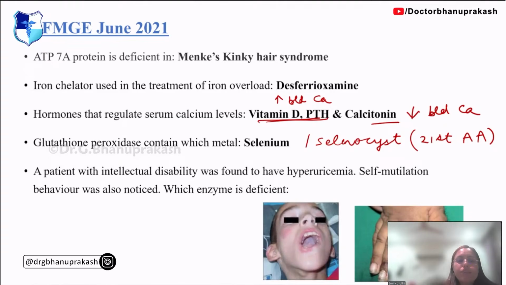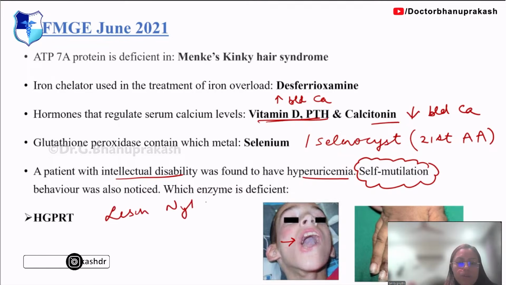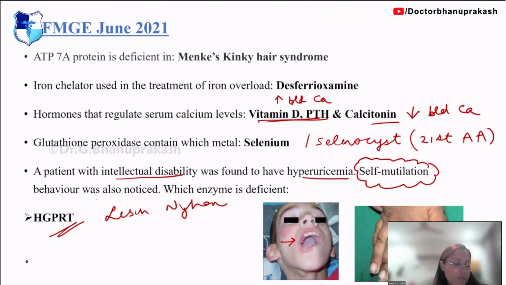A patient with intellectual disability, hyperuricemia, very characteristic self-mutilation. Tell me the answer. Self-mutilation behavior: you can see biting of the fingernails and the lips. Lesch-Nyhan syndrome, HGPRT deficiency. The enzyme affected is HGPRT, hypoxanthine guanine phosphoribosyl transferase.